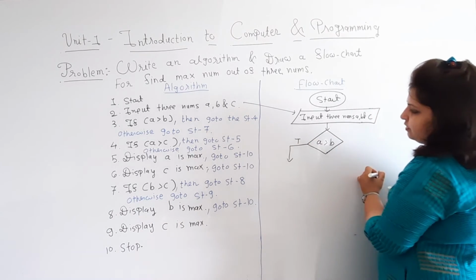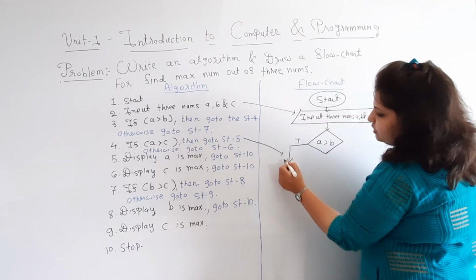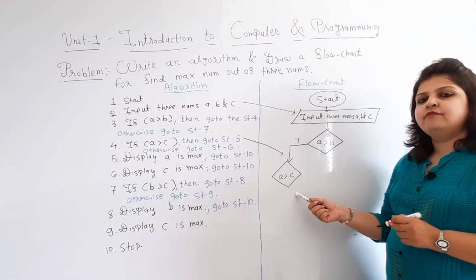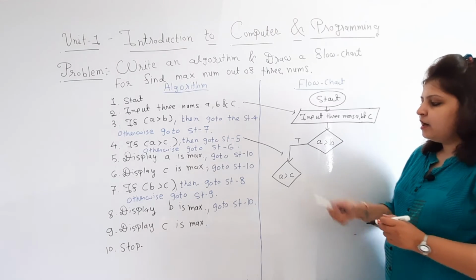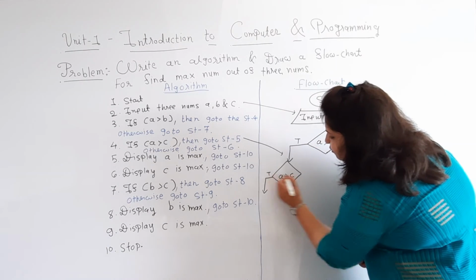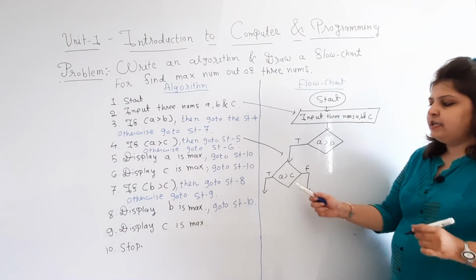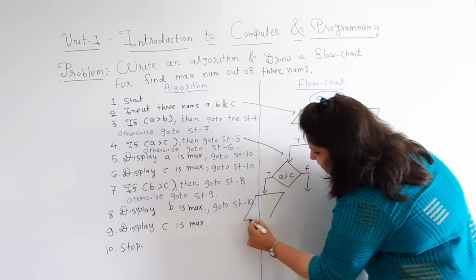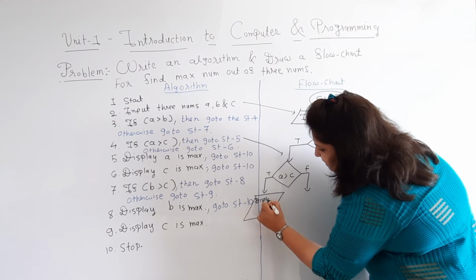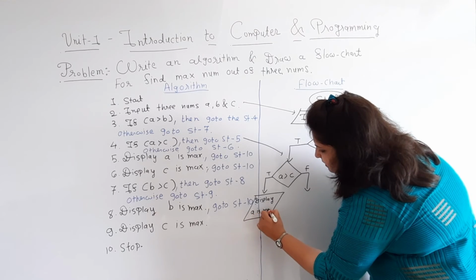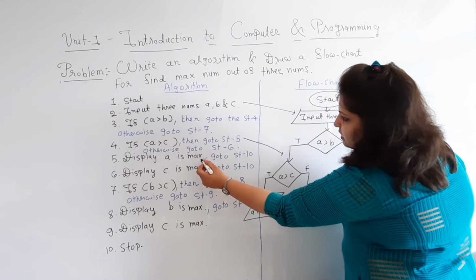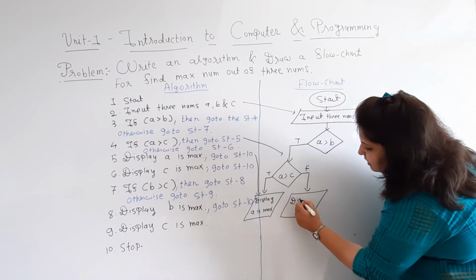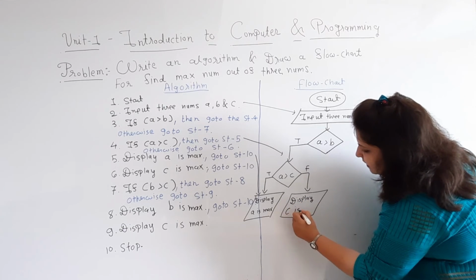Next, if the condition is true, then check the second condition, that is A greater than C, and again this is a condition. So again we have to use a diamond symbol. Again this has two parts, true or false. If this condition is true, then display A is max. So just use a parallelogram and display A is max. So this statement is here, and if this condition is false, then simply display C is max.